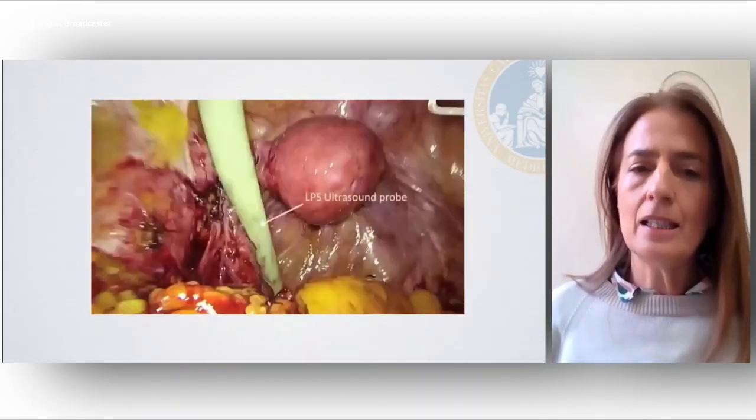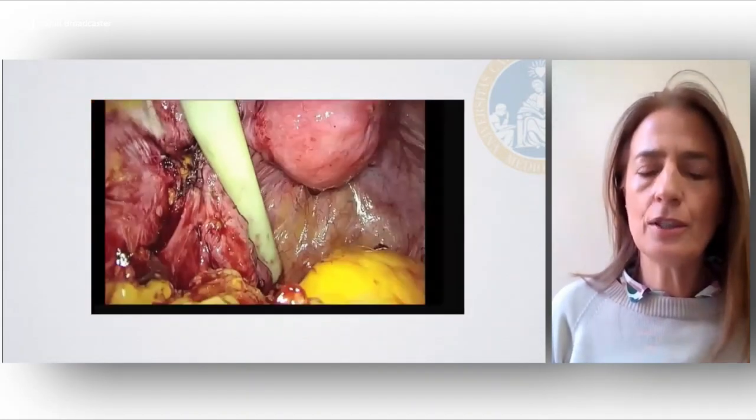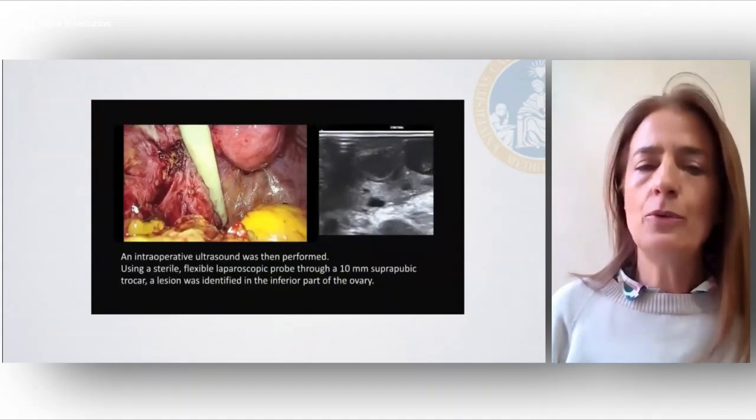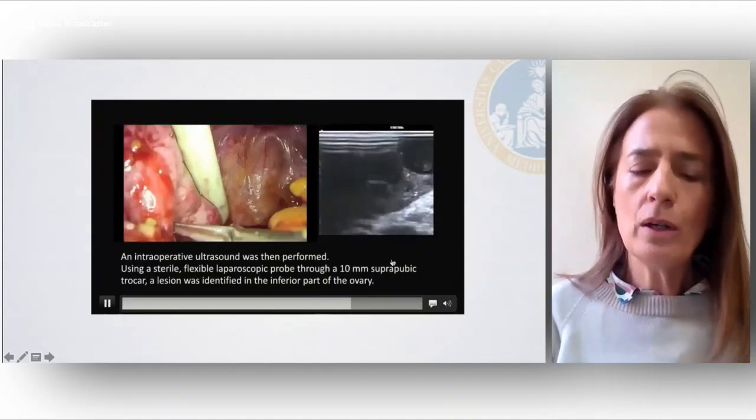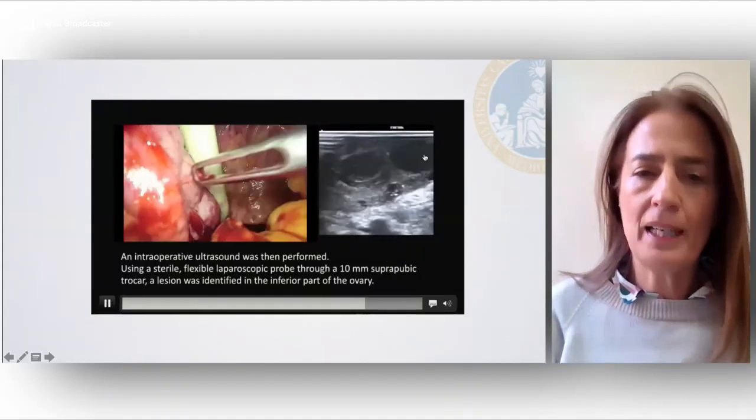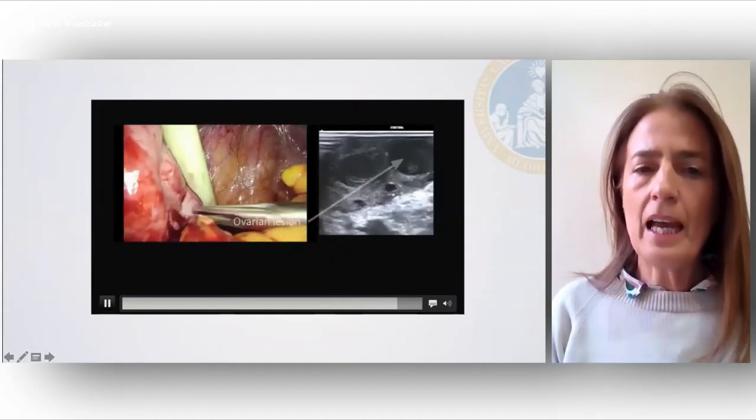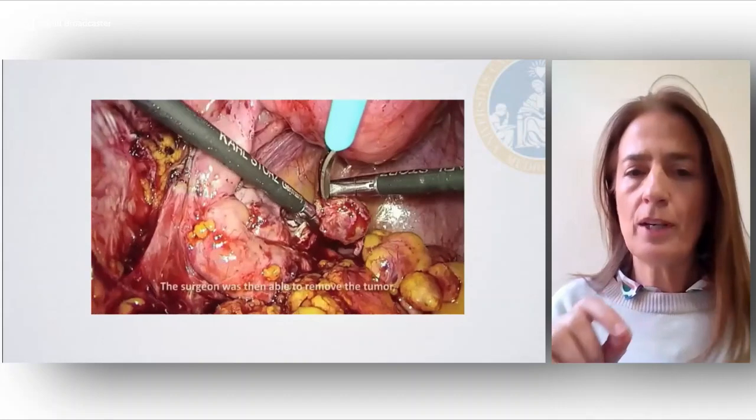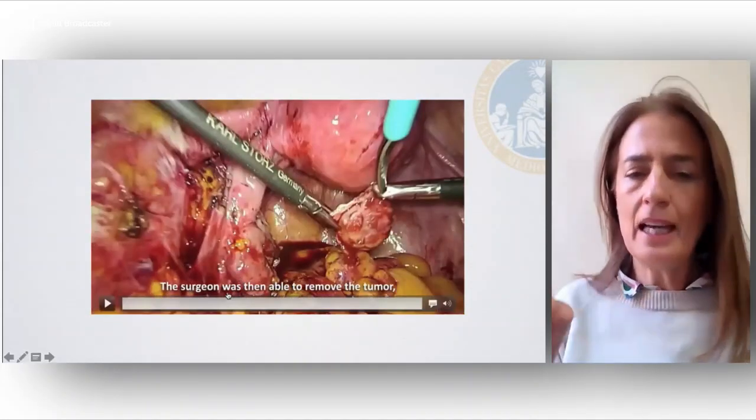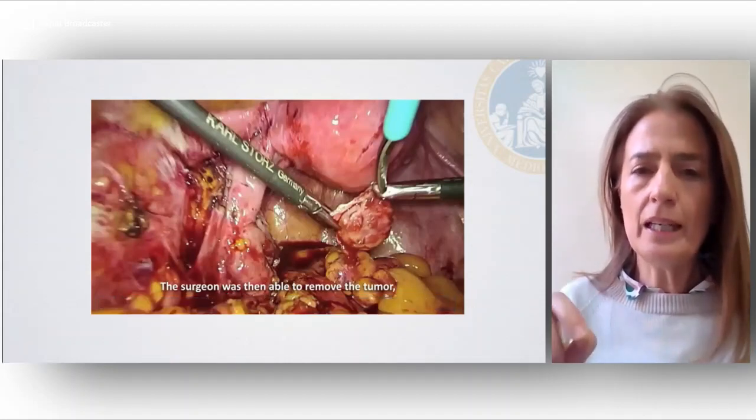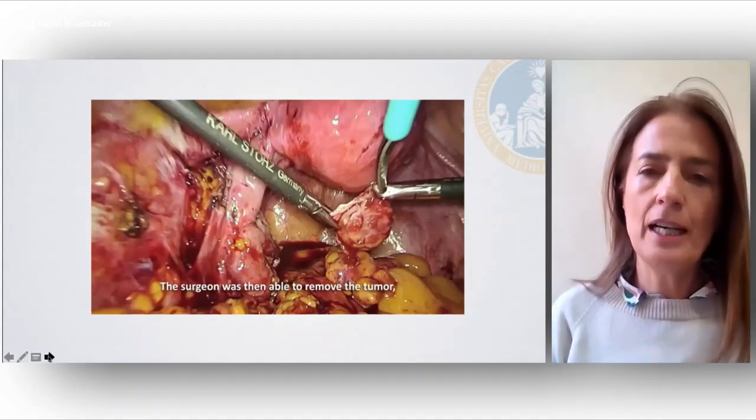So in this case, we can guide the surgeon to find the recurrent lesion by using ultrasound. We can do that both transvaginally or, in this case, laparoscopically, because we had this laparoscopic probe. Here the probe is located there, and we could detect the normal ovarian parenchyma and the lesion. So we could provide, again, a fertility-sparing surgery.